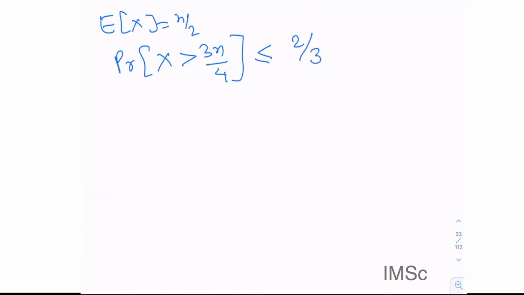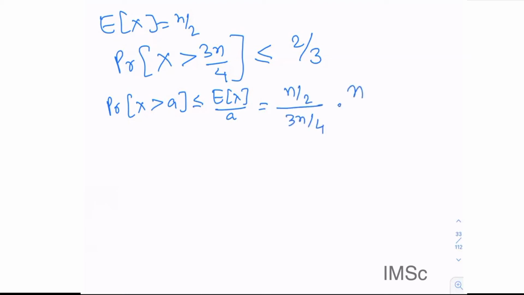right? Because what does this say? The probability that X is greater than or equal to A is less than or equal to the expectation of X divided by A. So this is n over 2, and A is our 3n over 4, right? So this is equal to n over 2 times 4 over 3n. So n will get cancelled, so it is 2 over 3. Okay, great.